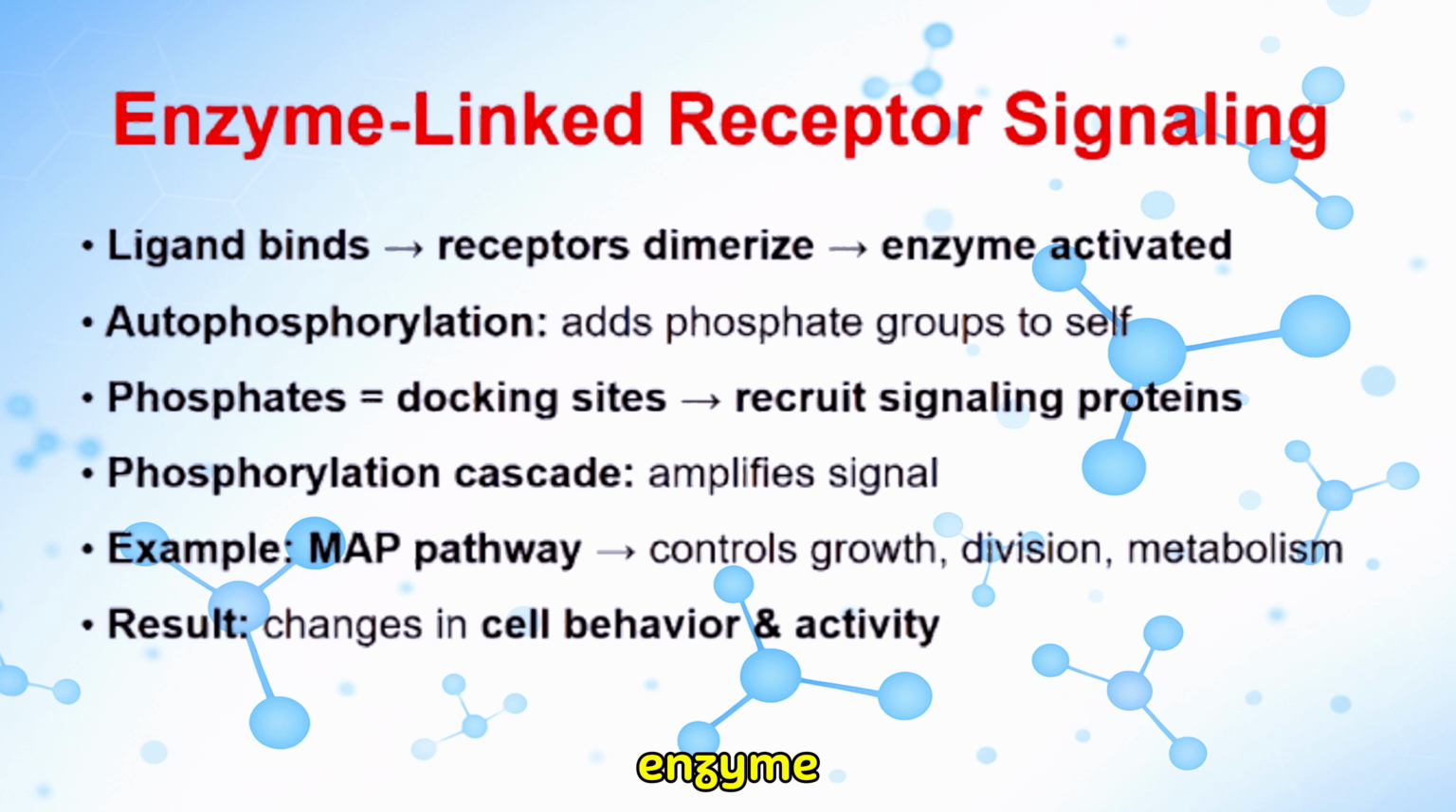When a ligand binds, enzyme-linked receptors often pair up, or dimerize. This activates their enzyme parts, leading to autophosphorylation, adding phosphate groups to themselves. These phosphate groups act like docking stations, attracting proteins inside the cell that start a chain reaction of phosphorylation. One important chain reaction is the MAP pathway. MAP stands for mitogen-activated protein. It is a chain of proteins that send signals inside the cell to control processes like growth and division. These reactions amplify the signal and result in changes like cell division or increased metabolism.